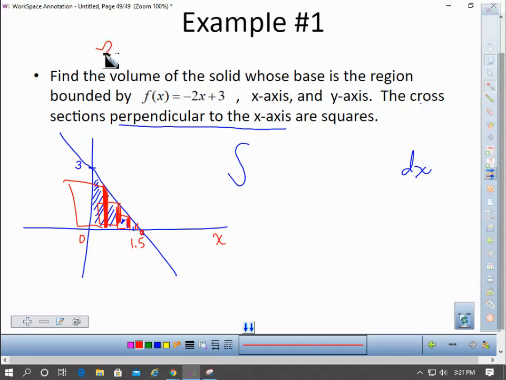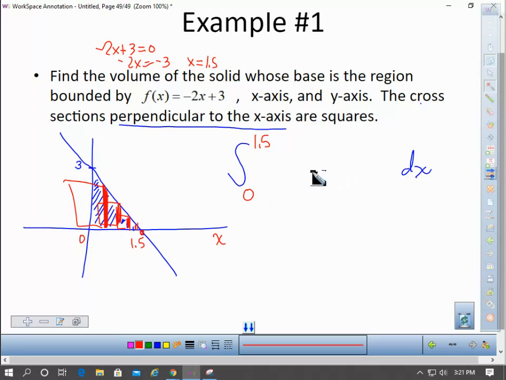It's just doing negative 2x plus 3. When does that equal 0? Because this is my y-coordinate. And I'm just solving, right? So negative 2x equals negative 3. Divide by negative 2, I got 1.5. So I'm just solving when that equation hits the x-axis. All right, so my limits of integration are going to be 0 to 1.5 because I'm in x's.